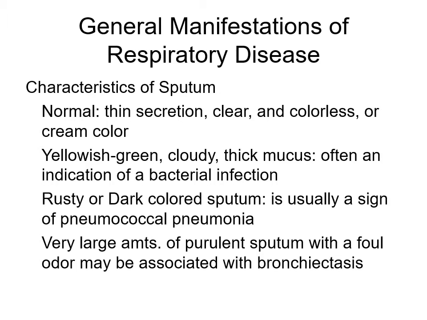Dark or rust-colored sputum is usually a sign of pneumococcal pneumonia. Very large amounts of purulent sputum with a foul odor may be associated with a disease called bronchiectasis, which we'll talk about later.